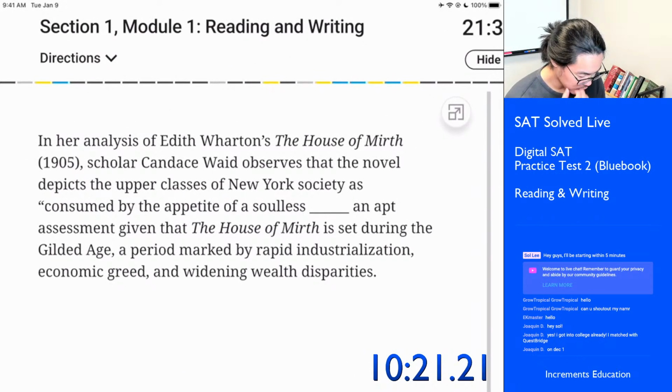The House of Mirth. I want to get 54 out of 54, so I'm kind of nervous. It's been a while since I've been nervous.